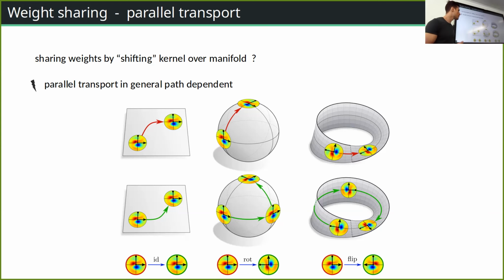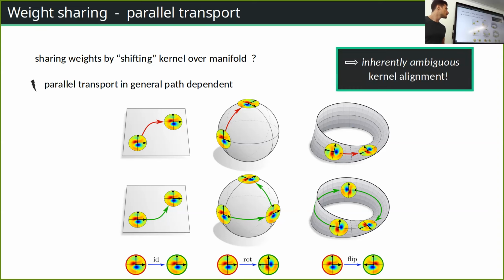And if you would have a non-orientable manifold like the Möbius strip, you have this twist in the strip. If you go once around the strip, you will end up with a reflected kernel. So again, it's ambiguous. And actually it turns out that this choice of kernel alignment on the manifold is inherently ambiguous. You won't get around it. So we have to deal with it. And this is, again, something which will call for G-equivariance or G-steerability.